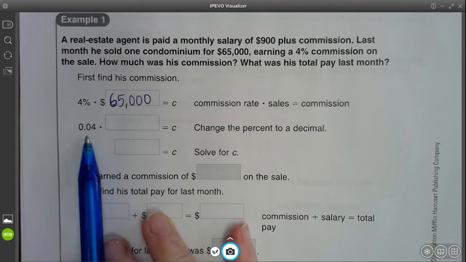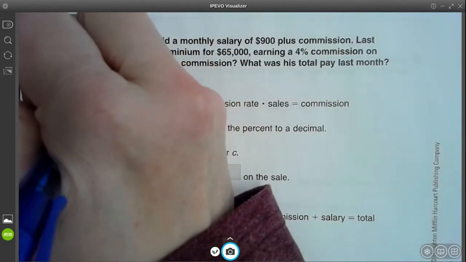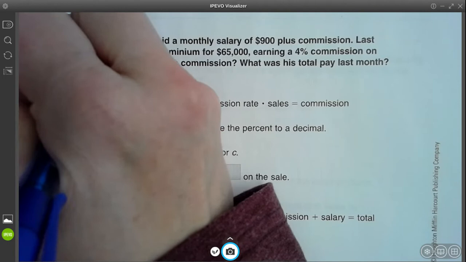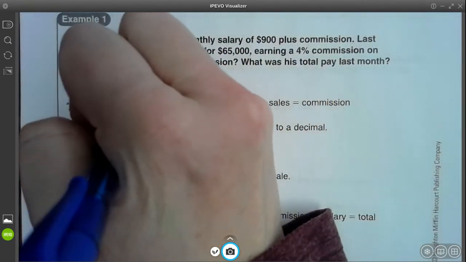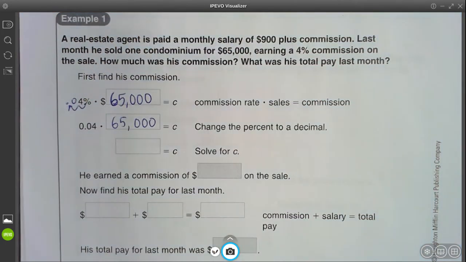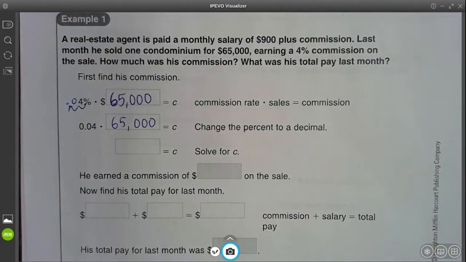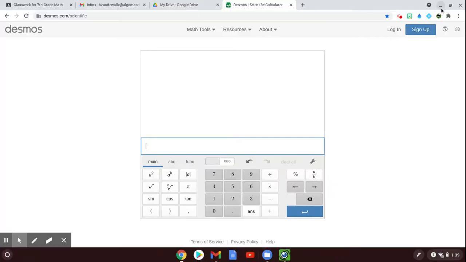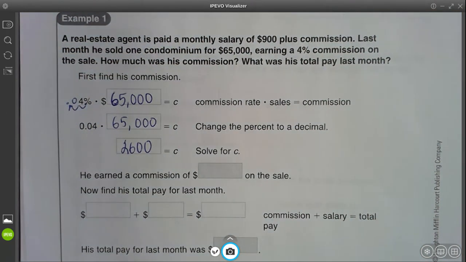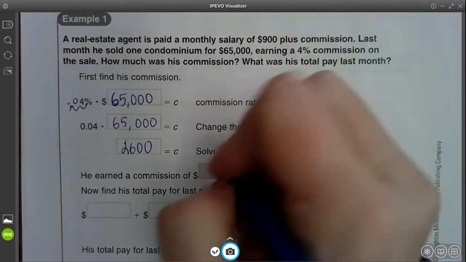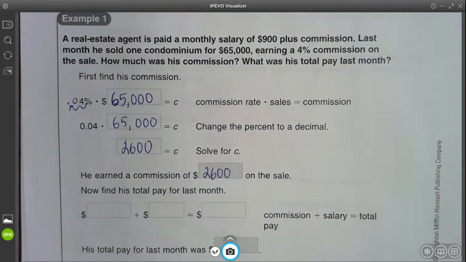First of all, we have to change that 4% to a decimal. If we move that decimal point 2 to the left, we're going to get 0.04, okay? So 4% times 65,000 is the same as 0.04 times 65,000. Okay, so he's going to earn $2,600 off of that sale. So that's his commission. He's going to earn a commission of $2,600 on the sale.